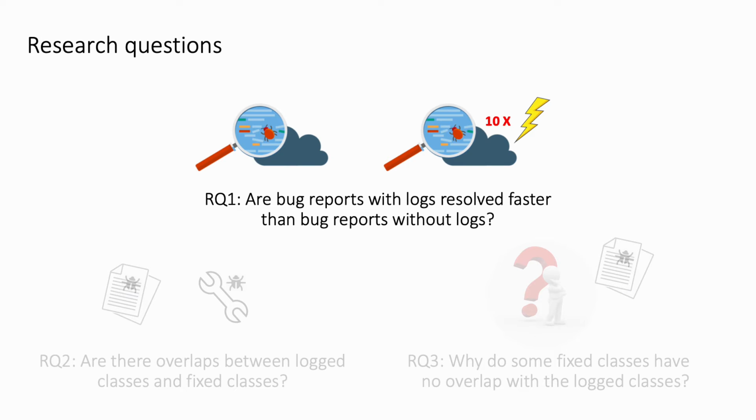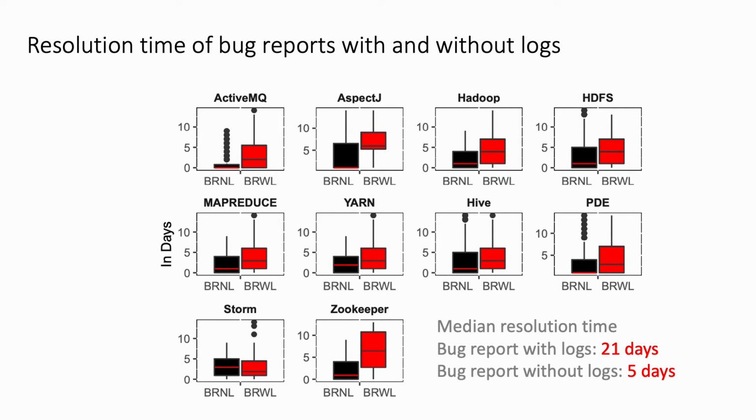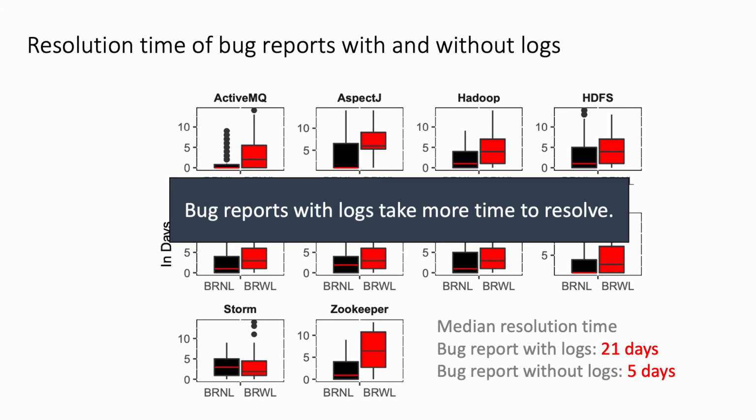Based on these collected bug reports, we study our first research question. Are bug reports with log resolved faster? We found that the median resolution time of bug reports with log is 21 days, while the resolution time of bug reports without log is 5 days. Therefore, bug reports with log take more time to resolve.